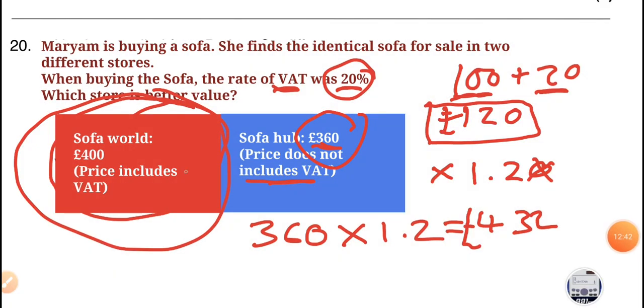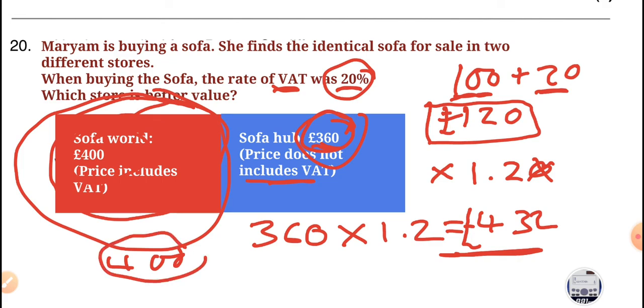Now initially it looked like this was cheaper at £360, but now I can see that when I go to the till, for Sofa Hub, the blue one, I'll have to pay £432, whereas in Sofa World, the red one is only £400. So in fact, Sofa World is cheaper by £32.